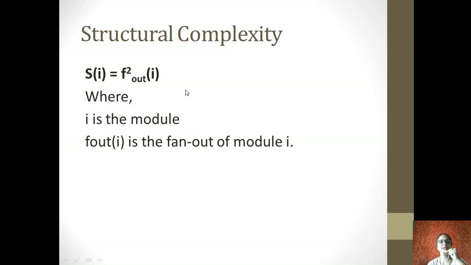That means how many outgoing values the module releases or returns will be calculated as fout squared of i, where i is the ith module. So that is the structural complexity: how many values that module releases.